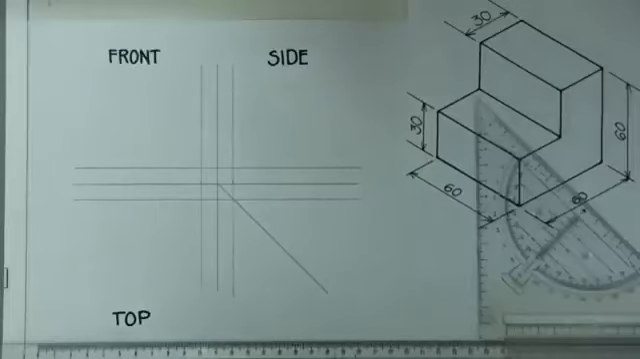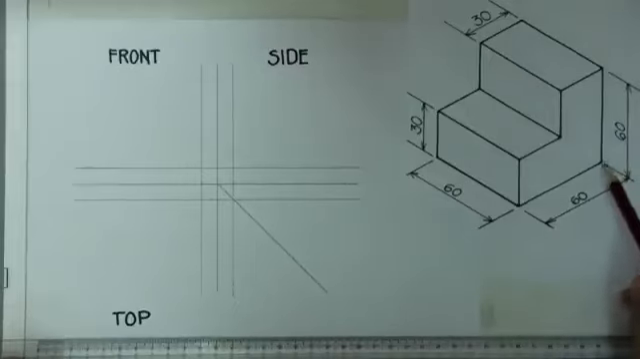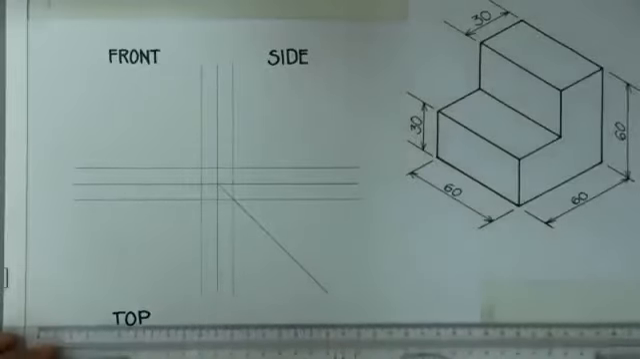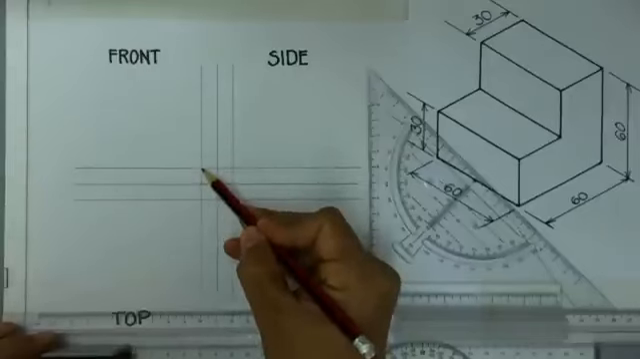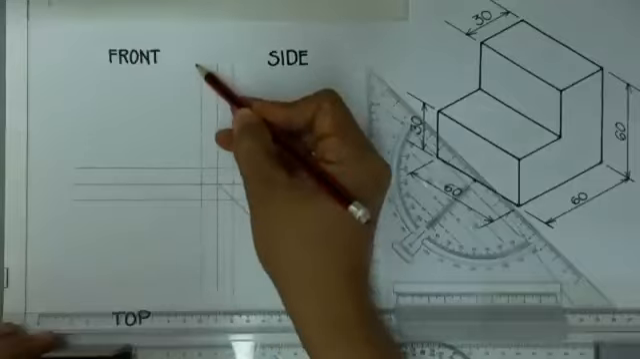Now let us proceed with our orthographic drawing. First thing is determine the height of your isometric drawing. So from this side, from this corner, going up is 60 millimeters. Again, from this corner, going up is 60 millimeters. Now, where should I put that? From here, in this corner, you should measure 60 millimeters going up.